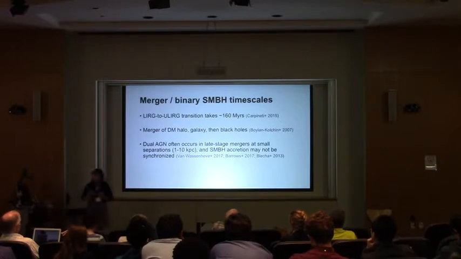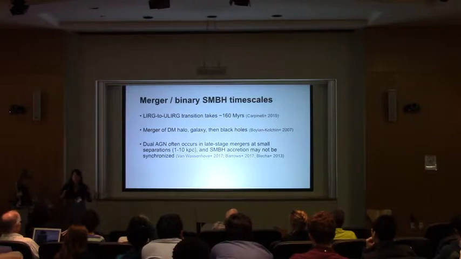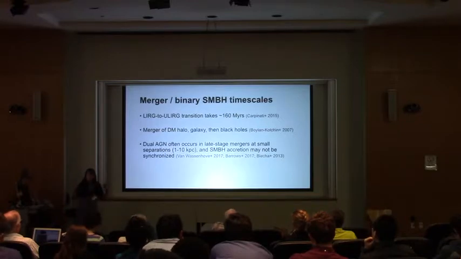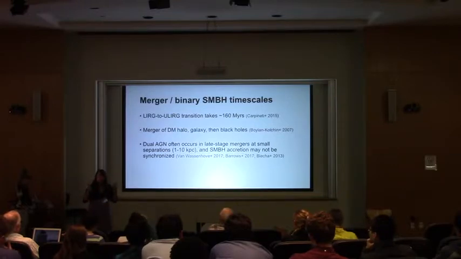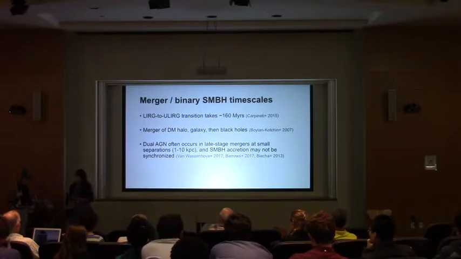So we sort of see that the lurk to U-lurk transition, if following the merger sequence, might take place over a few hundred million years. And if you understand that the sequence is such that you merge first the dark matter halo, then the galaxy, and then the black holes, then you might expect to see a lot of binary supermassive black holes, or even a triggering of AGN pairs in the late stage mergers. And actually, that's often hard to find.